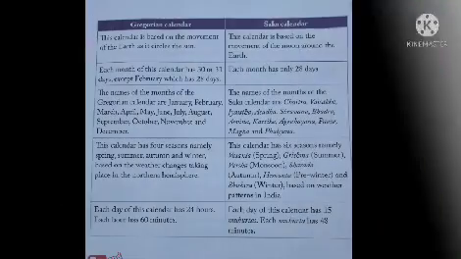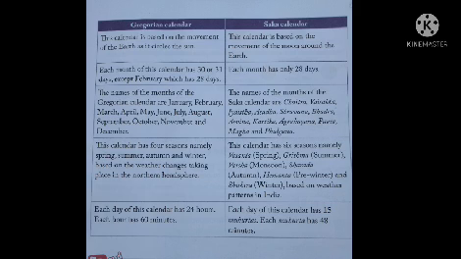Our next point, Saka calendar. The Saka calendar, or the Indian national calendar, is used in India alongside the Gregorian calendar. It was adopted in 1957. Students, see this picture carefully. Then you can understand the differences between the Gregorian and the Saka calendar.